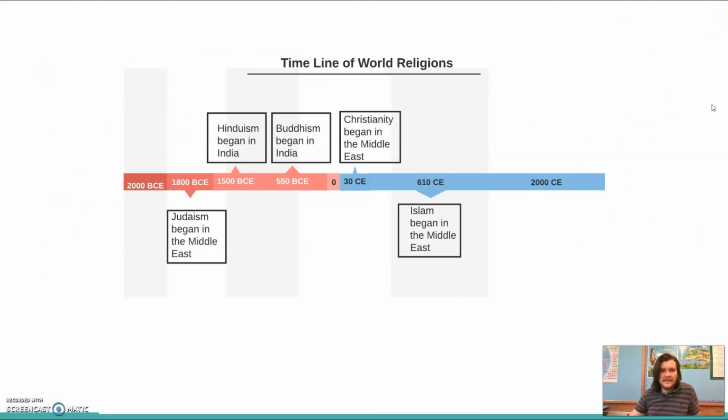So here you can see it on that timeline. You can see Judaism there was the first major religion, followed by Hinduism, Buddhism, Christianity, and then finally Islam.